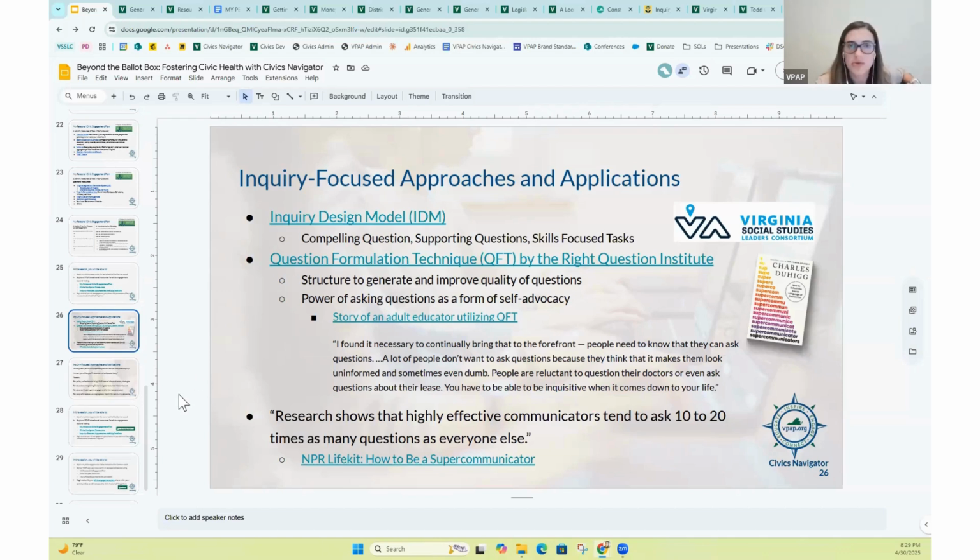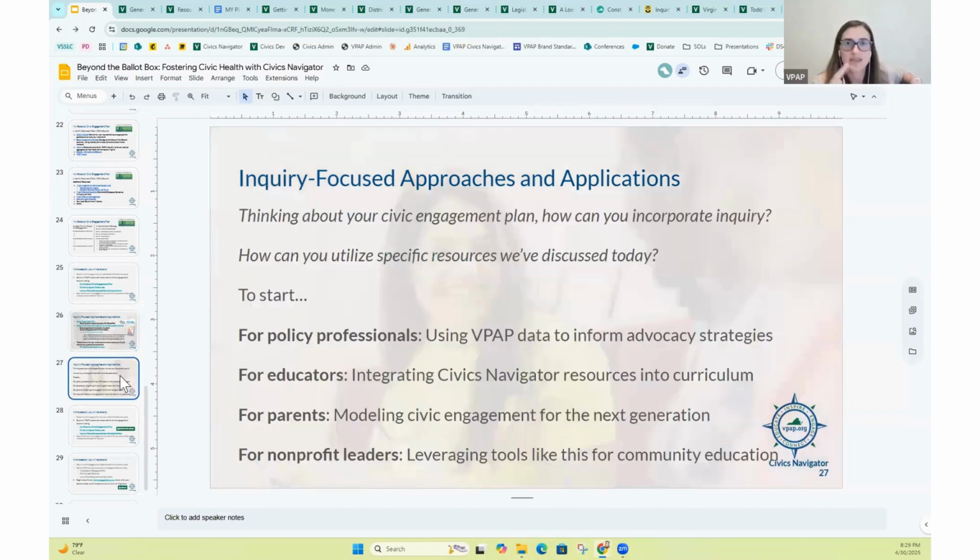inquiry-focused approaches to your work and to your own learning, because that's also a hallmark of great learning, continuing to go through that learning process. So as you're developing your civic engagement plan, think about how you can ask good questions. Maybe that's a skill you want to hone as a part of your civic action plan. And then how can you utilize those specific VPAP resources we've discussed today?